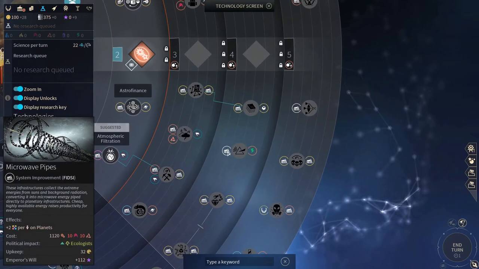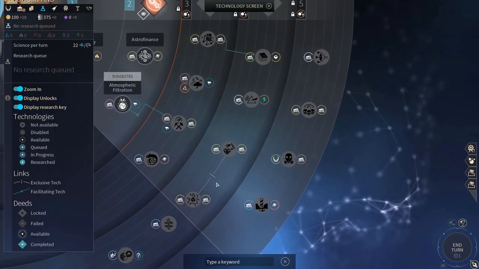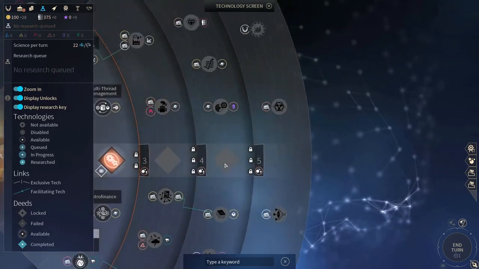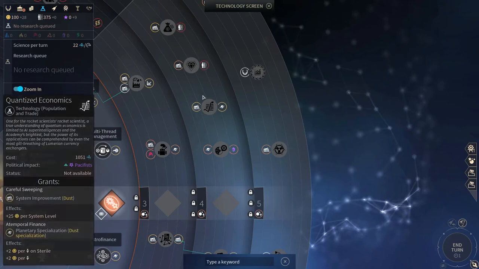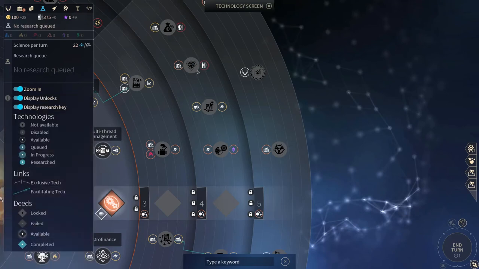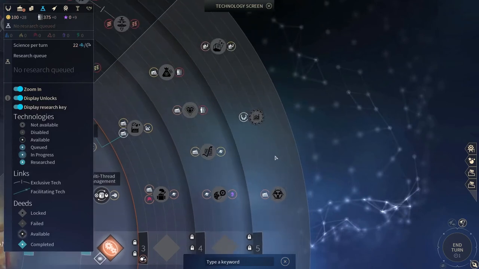Microwave pipes is quite good for everything, but it's not specifically the best. The other thing that I find quite interesting is the troops health and troops damage, because plus 30% on health and damage on your troops is a very big boost. So it's quite key, remember that if you go into a militaristic path.